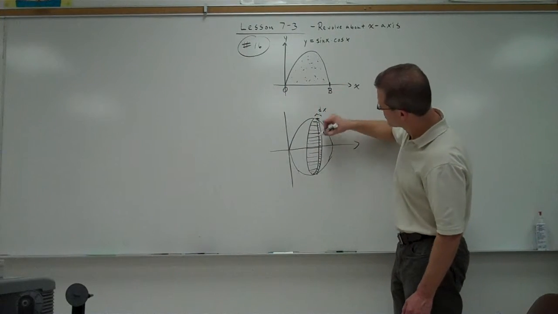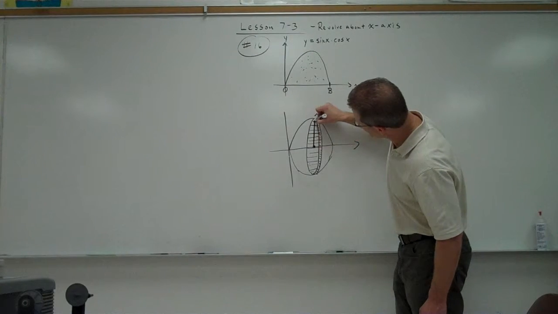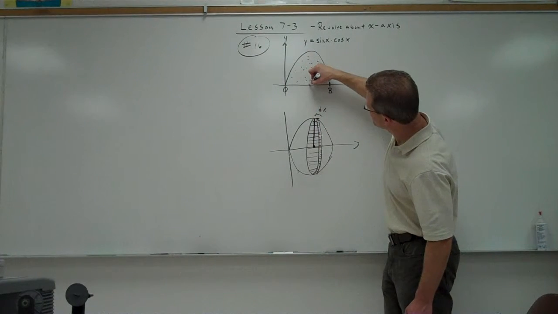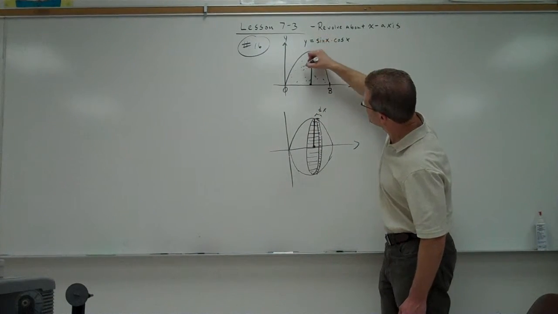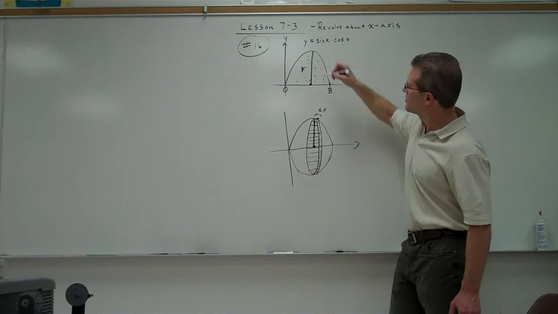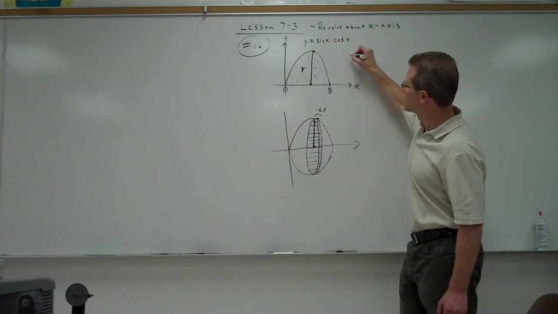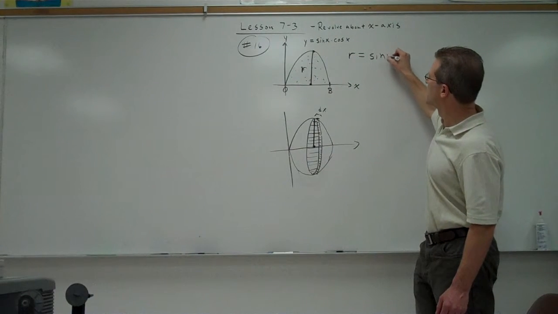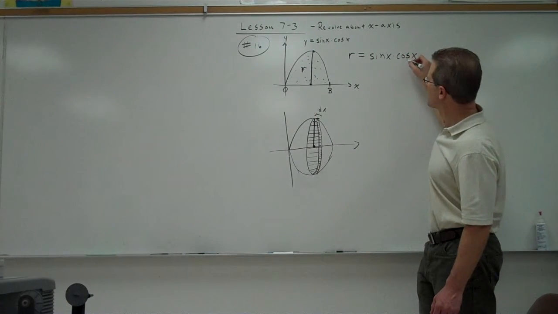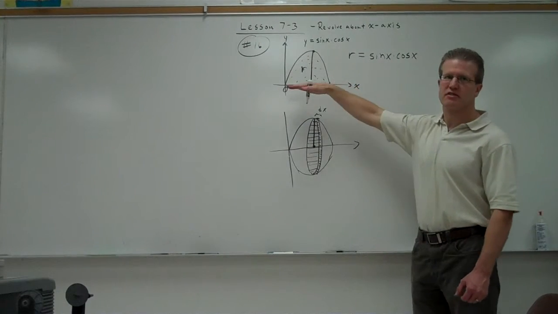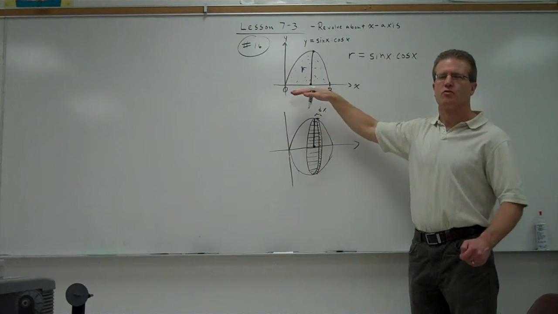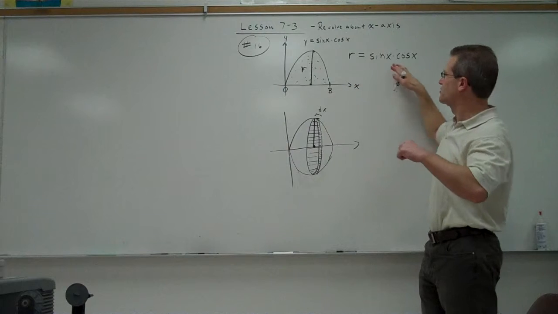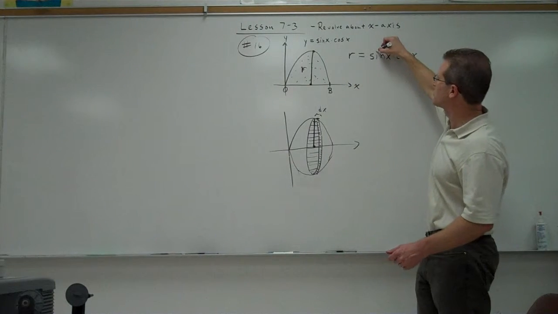Your radius would run from here to there. Or, in other words, from here up to here. So to get the radius, you do top curve minus bottom curve. So the top curve is sine of x times cosine of x. The bottom curve, what's another name for the x-axis? Y equals 0. So you'd subtract 0 from that. So that would still get sine of x times cosine of x.